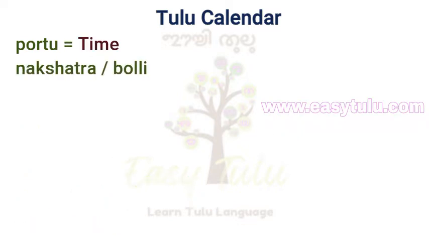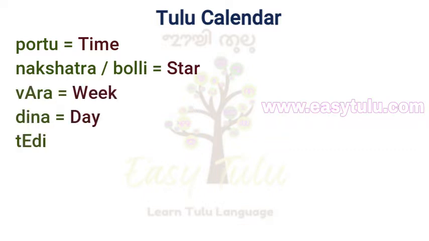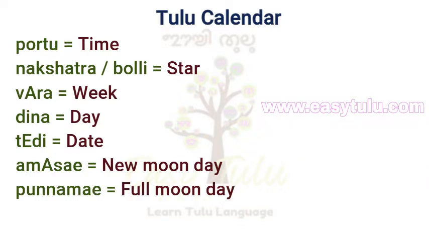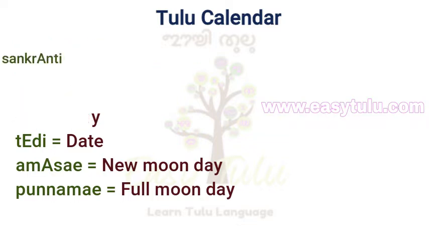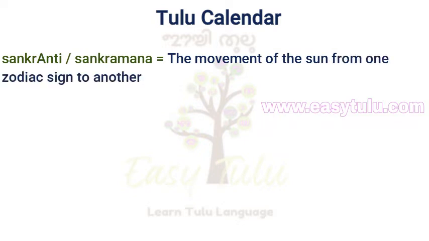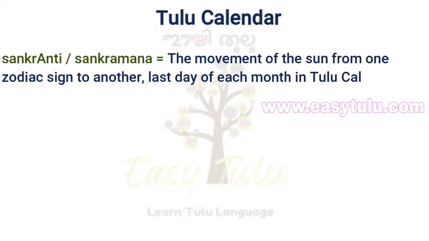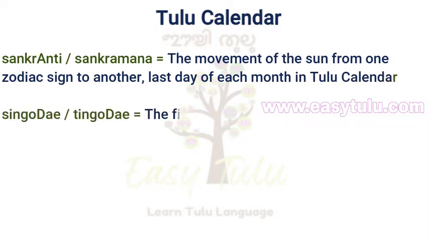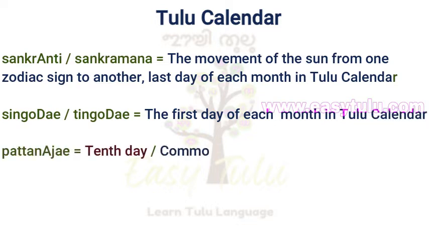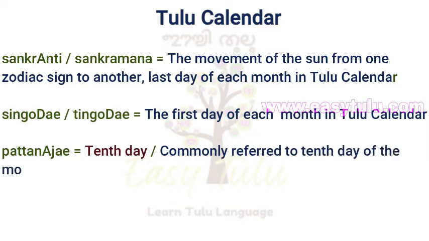Nakshatra or Bolli, star. Vara, week. Dina, day. Tedi, date. Amasa, new moon day. Punnama, full moon day. Sankranti or Sankramana, the movement of sun from one zodiac sign to another. In Tulu calendar, last day of each month is called Sankranti. Singoda or Tingoda, the first day of each month in Tulu calendar.